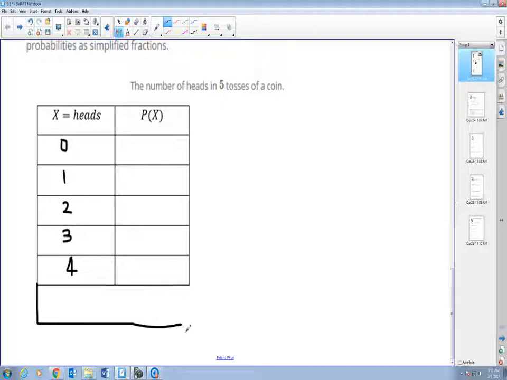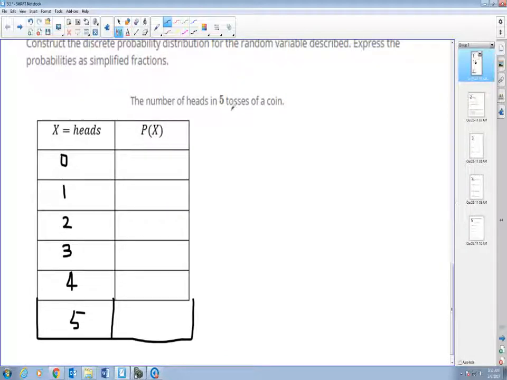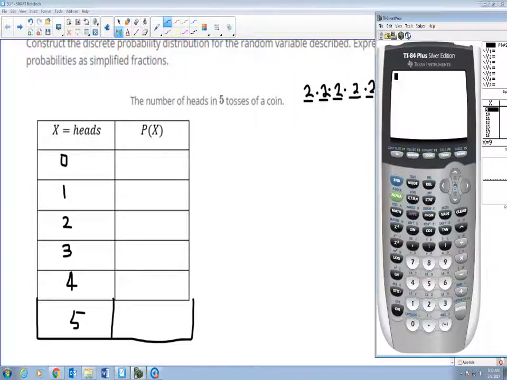So let me add another table here. So if I want to toss a coin 5 times, 1, 2, 3, 4, 5, every toss has 2 possible outcomes, one task followed by the other. So we multiply. So let's go back to our fundamental counting principle. So 2 to the 5th, I believe, is 32. So that means there are 32 possible outcomes.